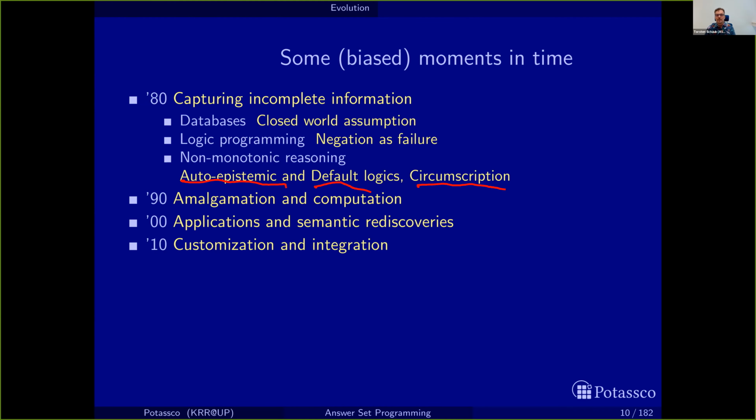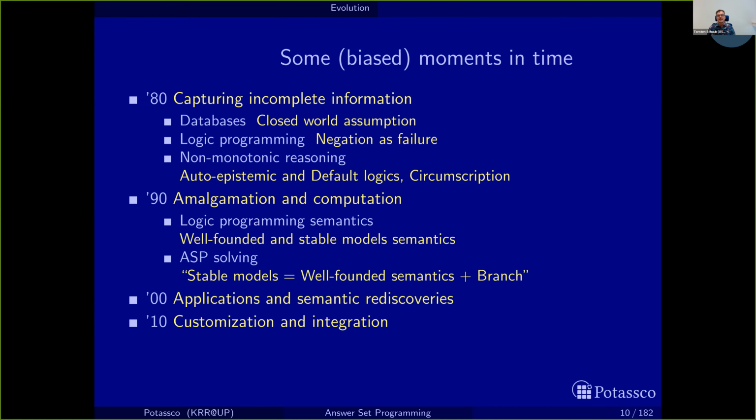Good, then in the 90s, people tried to amalgamate and put it together. And the interesting thing is that the first definition of stable model semantics was done by Nicole Bidoit and Christine Froidevaux, two researchers from Orsay in Paris, and they derived it from default logic. At about the same time, if I remember correctly, their paper got first rejected, so I think it was done in parallel, but it appeared afterwards.